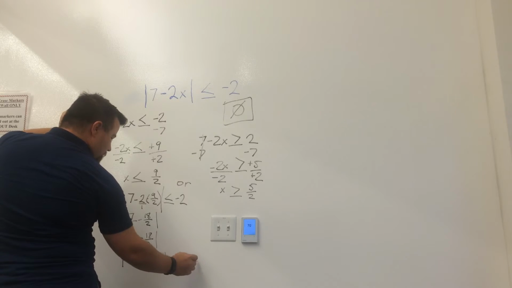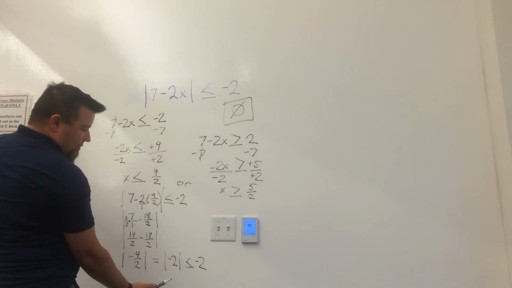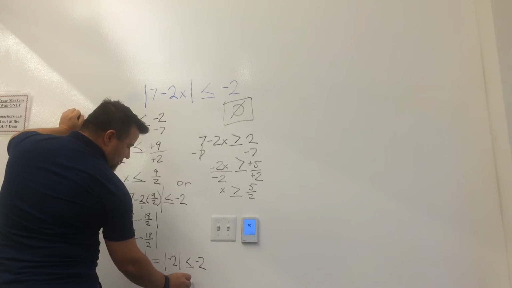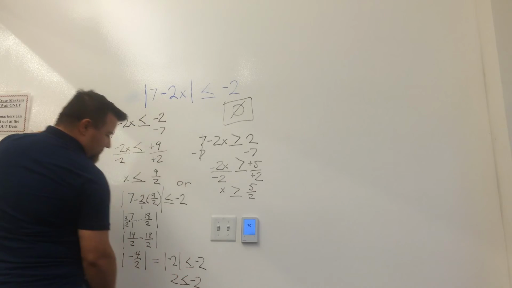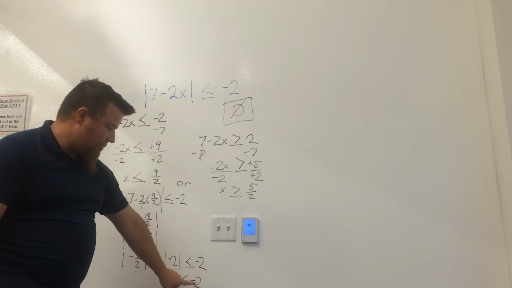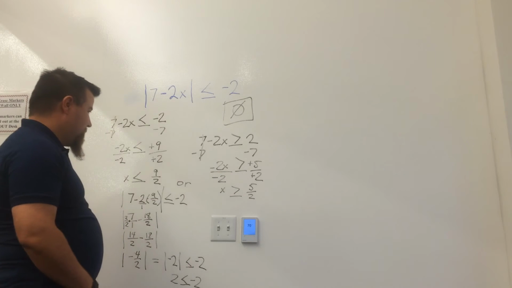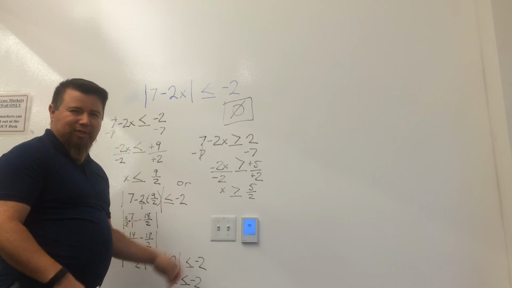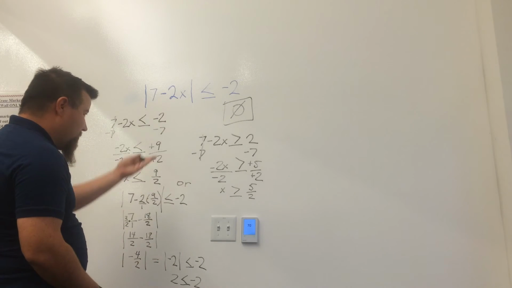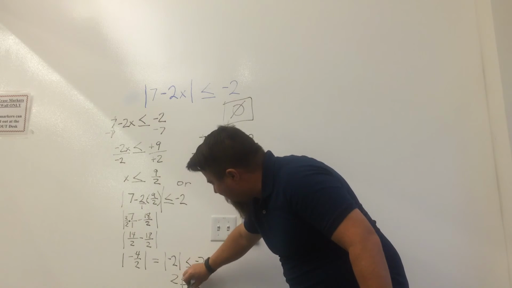And we're still trying to see if it is less than or equal to negative 2. The absolute value of negative 2 is 2. And positive 2 is not less than or equal to negative 2. So that doesn't work, right? And then the same thing on the other side. So that doesn't work. I'll cross that out.